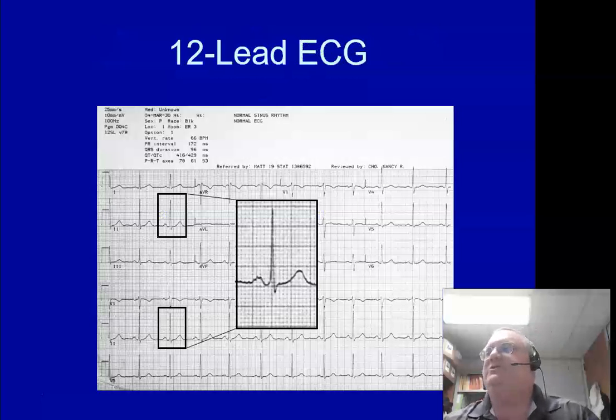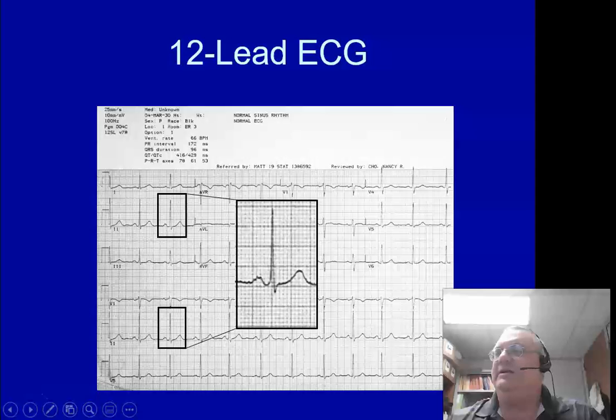Everybody knows the 12 lead. One thing I'm going to circle here is the thing we're really going to start looking at at this point: this guy right here.